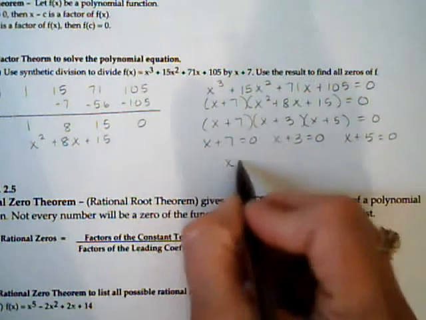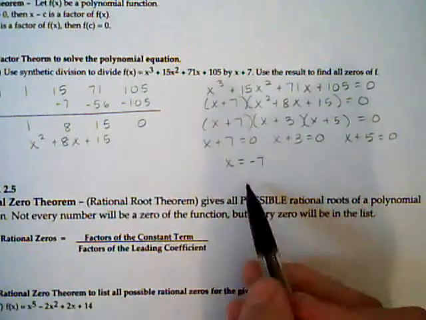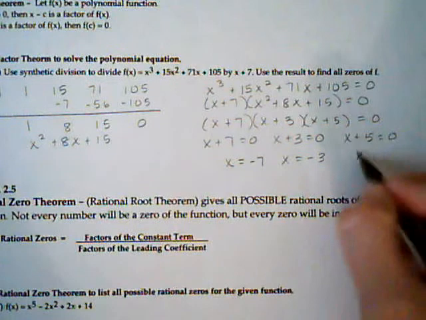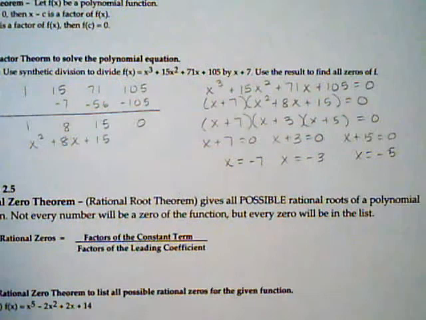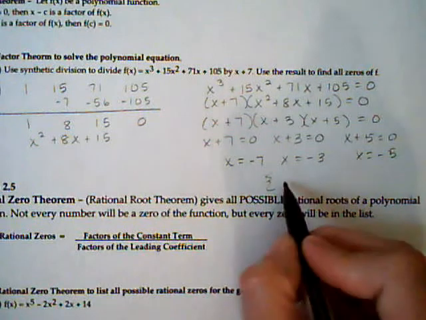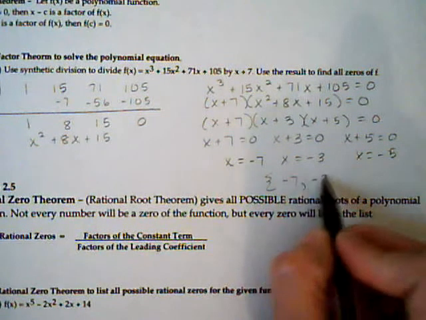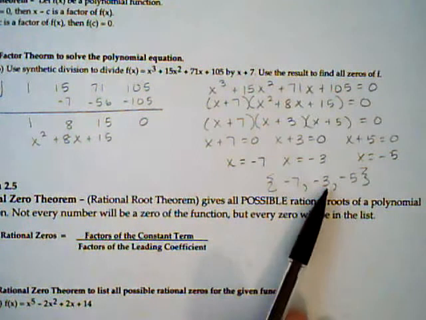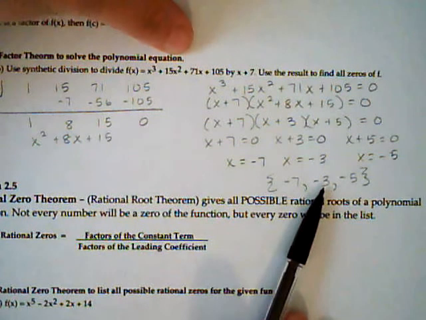So I would get x equals negative 7 as one solution, x equals negative 3, and x equals negative 5. As far as your solution set on the homework, I think they already have the braces and they just want you to type in what your solutions are. These are all the real roots of the polynomial function that was given.